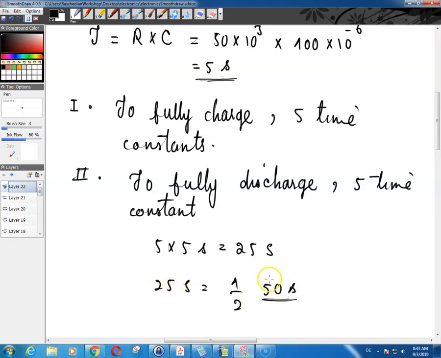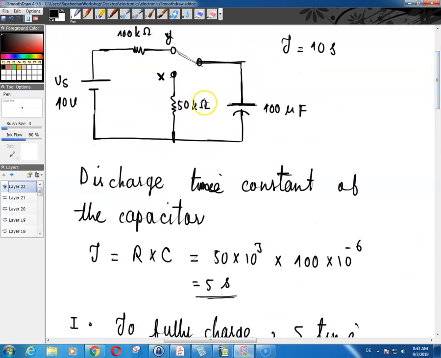And 25 seconds is half of that. The total discharge time is half of the charging time, because now the value of the resistor is half of the value of the resistor here.